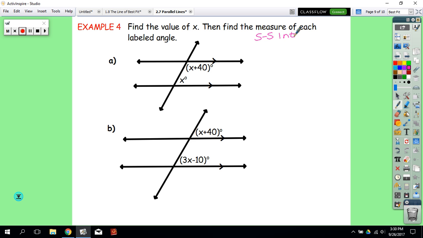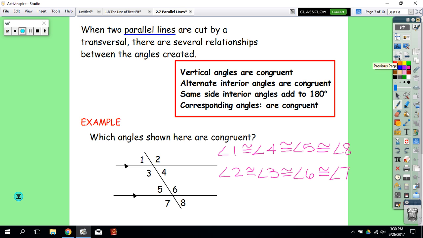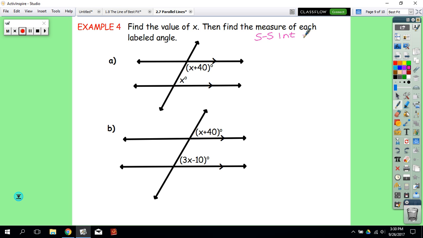Okay, and we know that same side interior, if we pop back here a couple of pages, same side interior angles add up to 180 degrees. So we know that these are supplementary. So when I add these two together, it has to give us 180. So x, that's one angle, plus x plus 40, it has to add up to 180 degrees. We don't really need the parentheses. x plus x plus 40 equals 180.